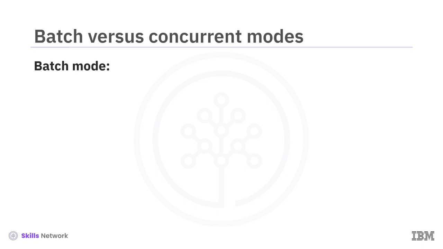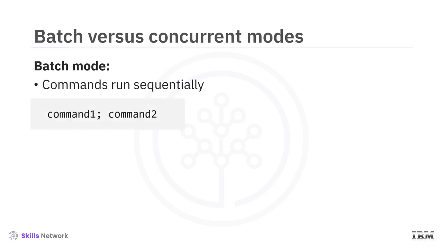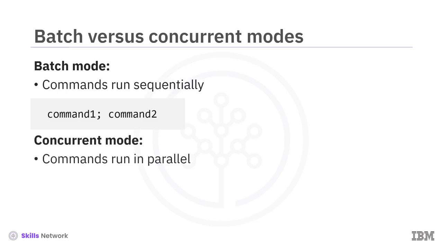Bash has 2 main modes of operation. Batch mode, which is the usual mode, runs commands sequentially. For example, these 2 commands, separated by the semicolon meta character, will be executed in a particular order. Command 2 only runs after Command 1 is completed. In concurrent mode, commands run in parallel. The ampersand operator, after command 1, directs command 1 to operate in the background and passes control to command 2 in the foreground.